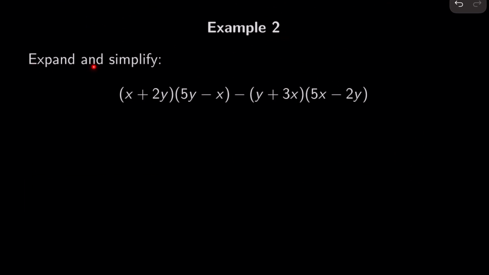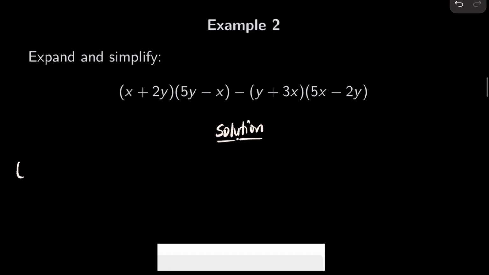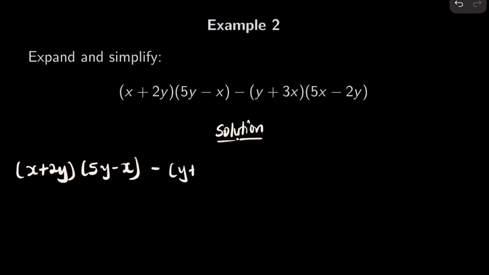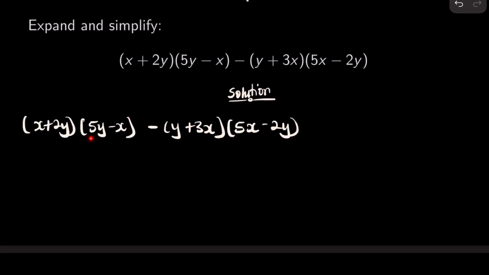Example 2. Expand and simplify the expression given below. Solution. Here we have the expression x plus 2y multiplying 5y minus x, then minus y plus 3x multiplying 5x minus 2y. Here we first have to compute these products, and then we subtract the second product from the first, right?